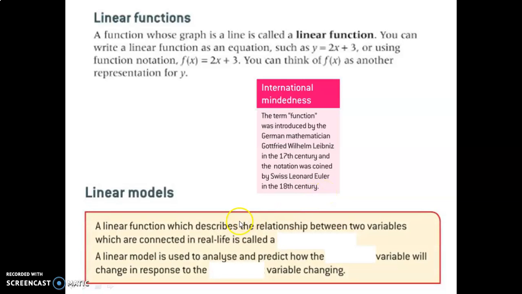So linear models. A linear function, which describes the relationship between two variables which are connected in real life, is called a linear model. So now we're talking about using functions to model real phenomena in the real world. A linear model is used to analyze and predict how the dependent variable will change in response to the independent variable. So in other words, how does y change in response to x? But we don't usually use y and x in function notation. We have variables that really connect to the real problem.